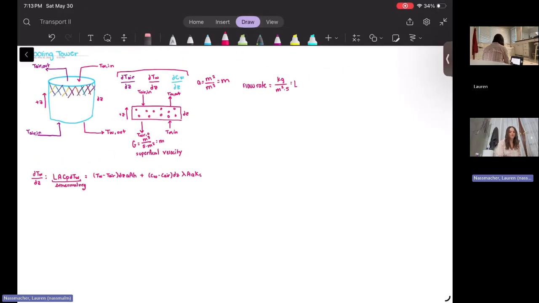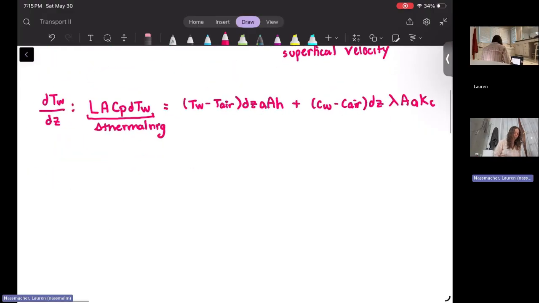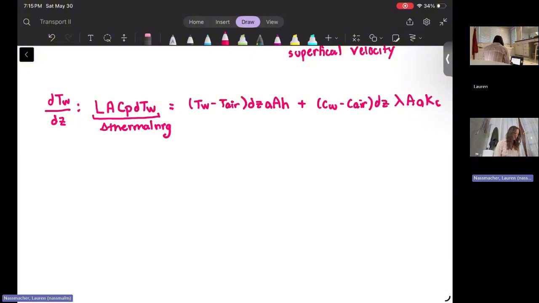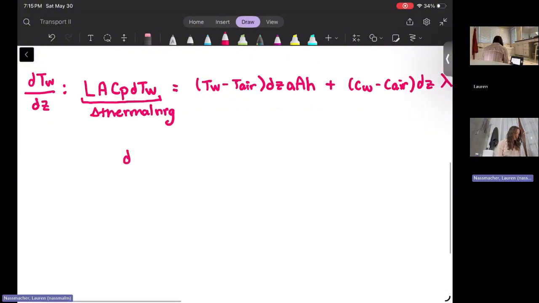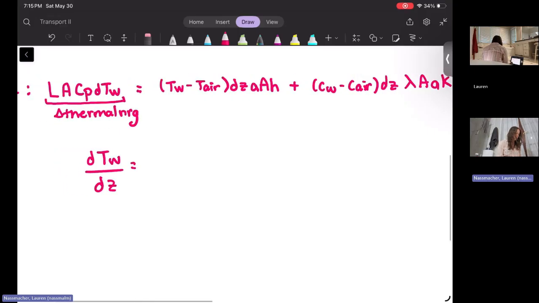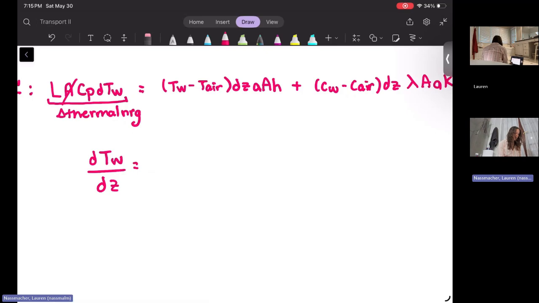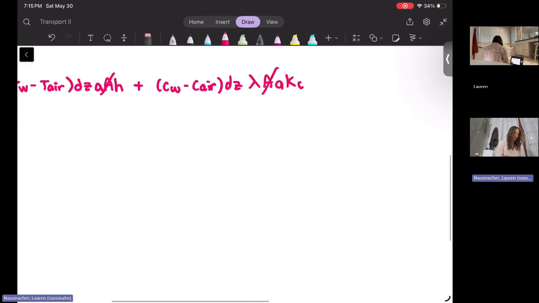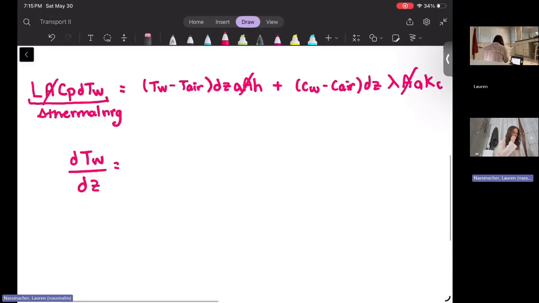So there's our first equation. From here, divide everything by your thermal energy, and that will be equal to our change in temperature of water with respect to dz, the change in z. So everything will cancel out the A's, so there's no area involved. Was anything else canceled out? No, not for the first one.